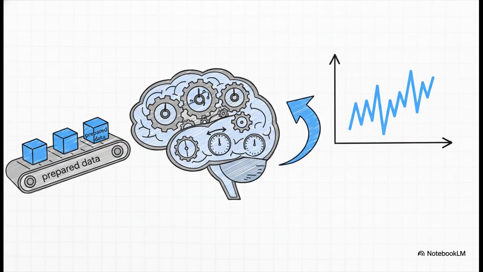Okay, Phase 5 is training. This is basically the school time for our AI. We feed our prepared data to the model, and it starts to learn the patterns and the relationships hidden inside. It's constantly adjusting its own internal settings, trying to get better and better at making accurate predictions and minimizing its mistakes with every single pass.